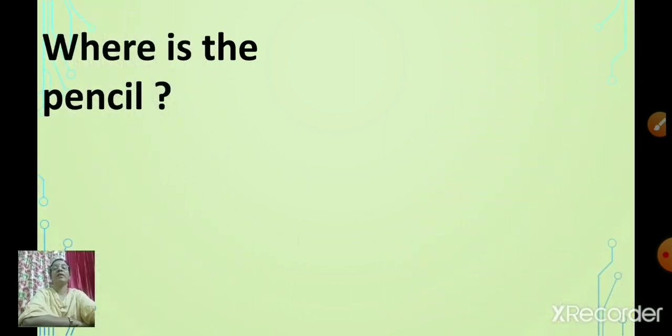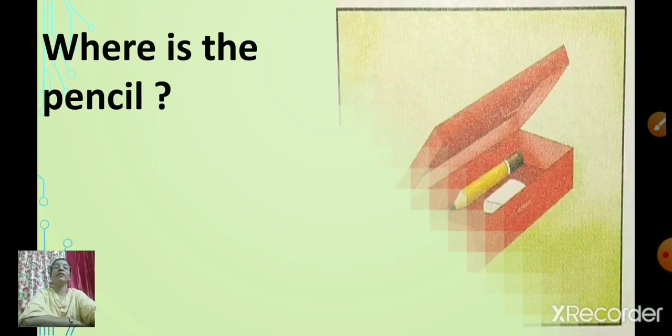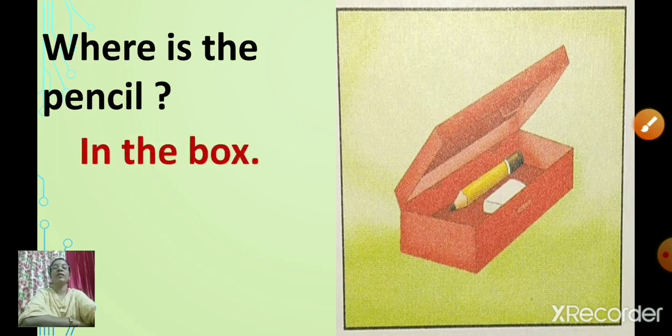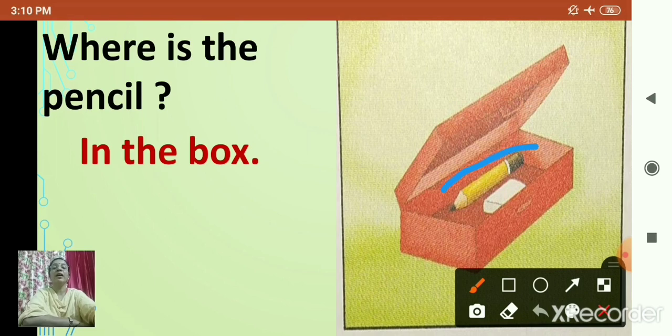Now, where is the pencil? Now tell me, where is the pencil? Now look at the picture. Again, you are going to observe the picture. Where is the pencil? Yes, in the box. You can see the pencil in the box.